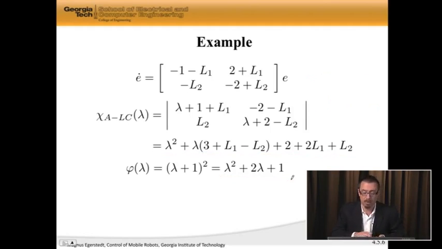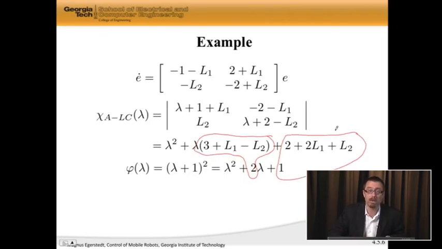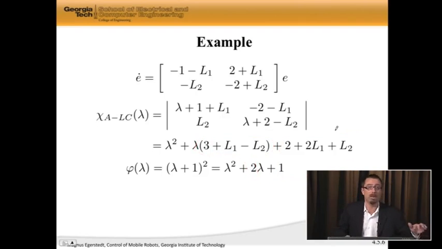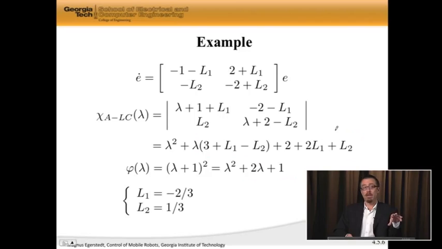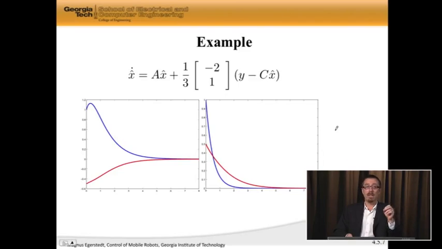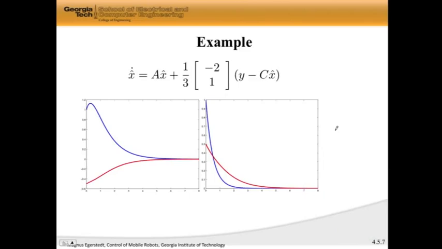Well, what do we do now? Well, we line up coefficients, of course. These coefficients have to be the same, and these coefficients have to be the same. And if you actually solve this, I'm not going to go through the algebra. I encourage you to do it on your own. You get that L1 is -2/3, and L2 is 1/3. And in fact, my observer gain is, well, L1 was -2/3, so here's L1, and L2 was 1/3, which is there.